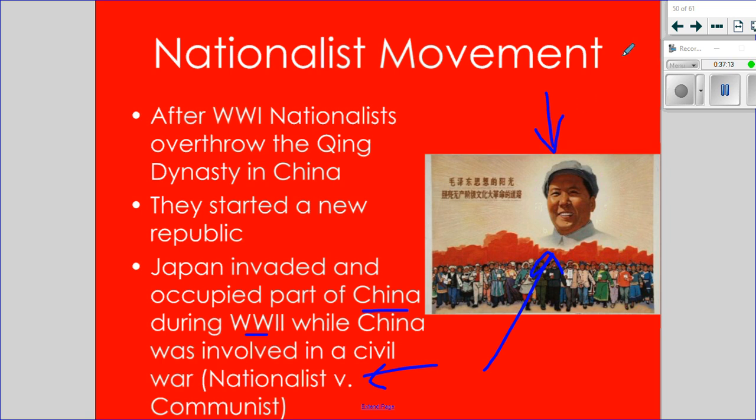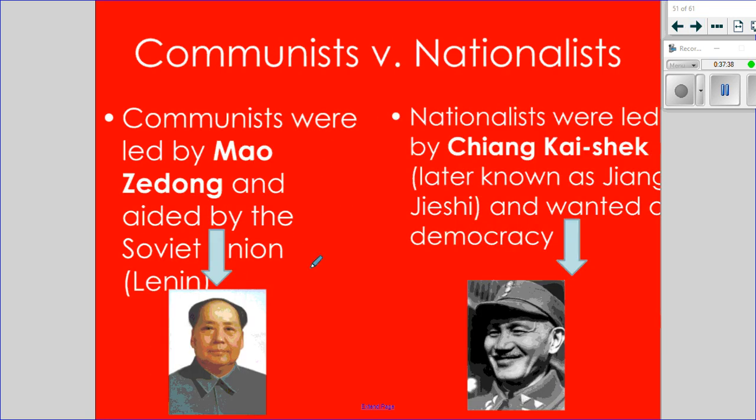Once the Japanese are out, ultimately the communists under Mao are going to win, and the nationalists under Chiang Kai-shek will be exiled into what is today called Taiwan. It calls itself the Republic of China. China looks at it as a wayward state, and Taiwan continues to be a little bit of a point of contention. So the communists were led by Mao Zedong and aided by the Soviet Union.